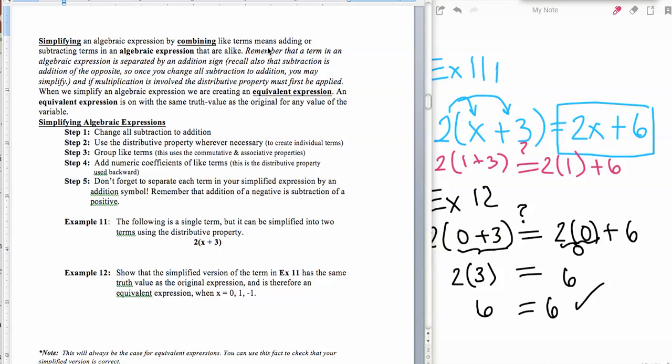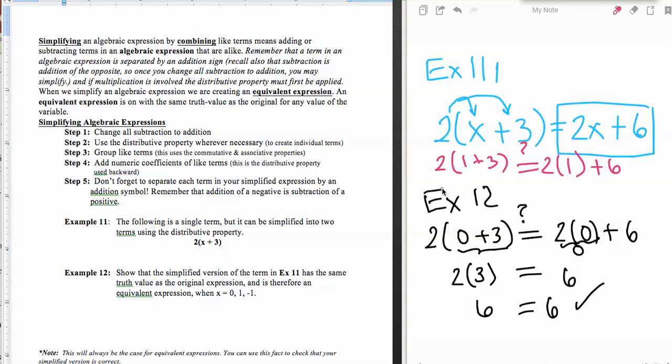Let's continue section 4.1, simplifying algebraic expressions. So we were just doing example number 12 when I got cut off the last time, and we were verifying that indeed these two expressions that we had created by using the distributive property were equivalent. So we had shown with 0 they were equivalent, and we were about ready to show with 1 that they were equivalent. So 1 plus 3 using the order of operations is 4.